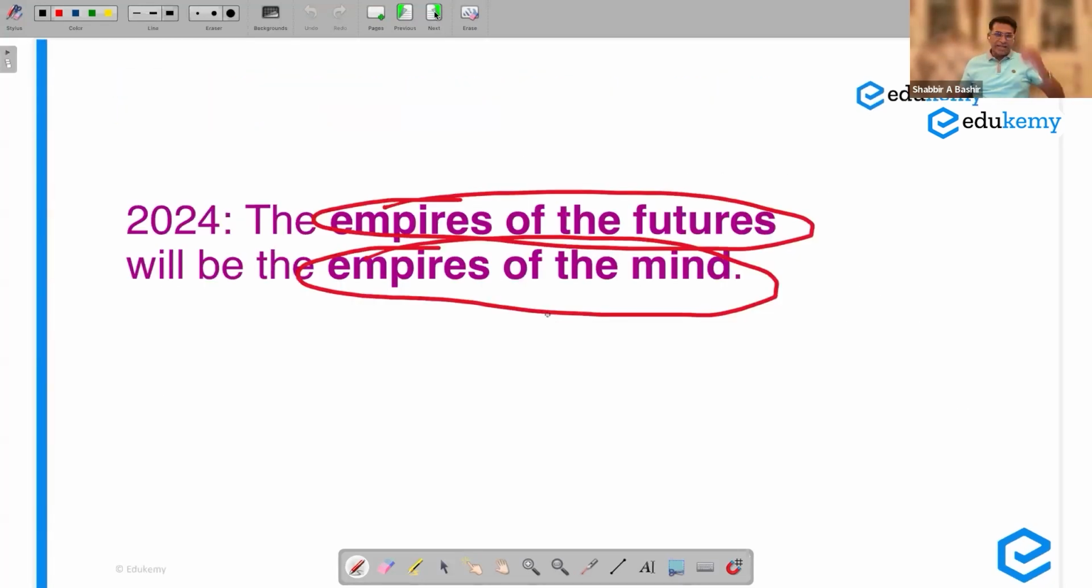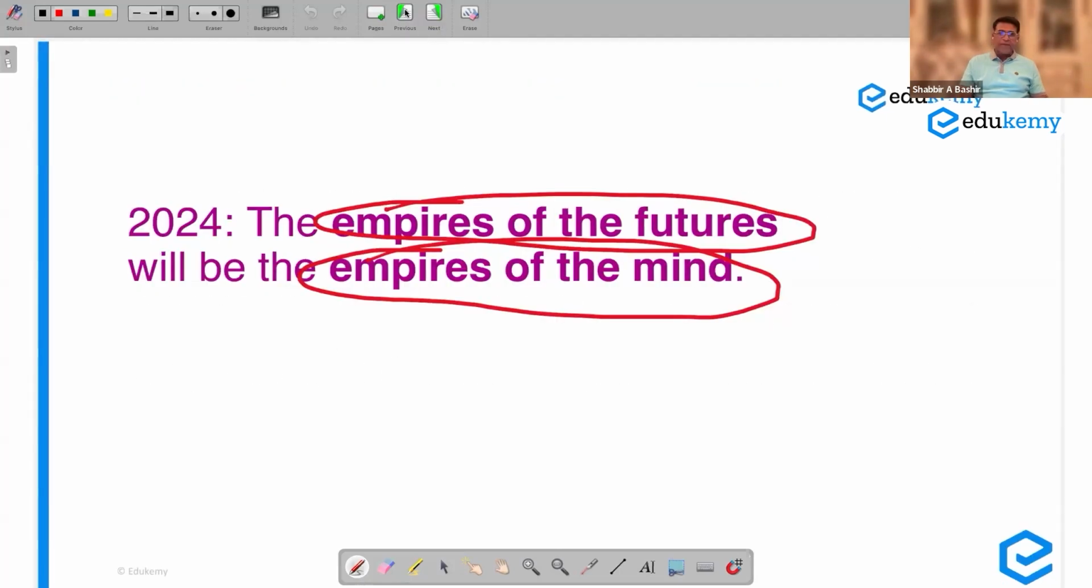Look at another example. Empires of the future will be empires of the mind. All of you, I'll always suggest pause the video. Do not mechanically see the video, or maybe see the video 2 or 3 times, because every slide has a lot of content. You have the luxury, the advantage of reviewing the videos, watching the video again, pausing the video, making notes, do all of that. So this was a 2024 topic, empires of the future, empires of the mind.